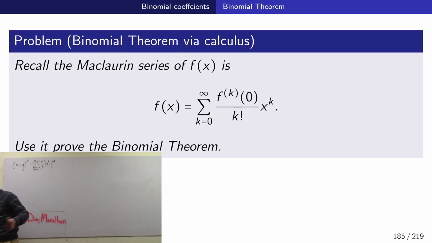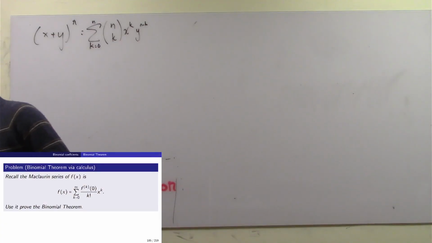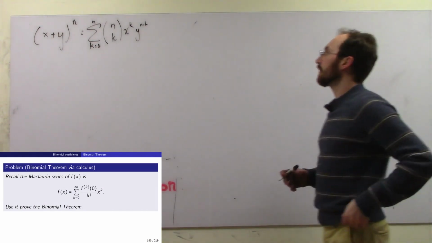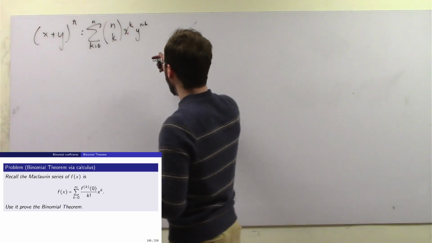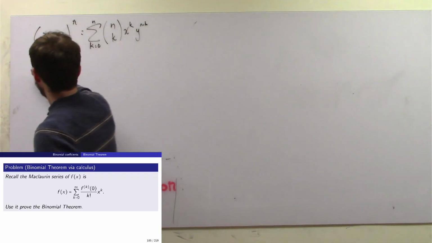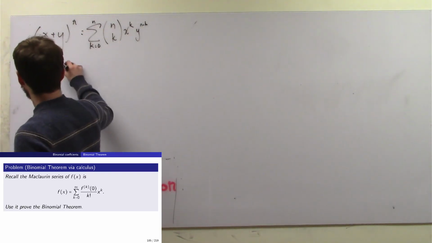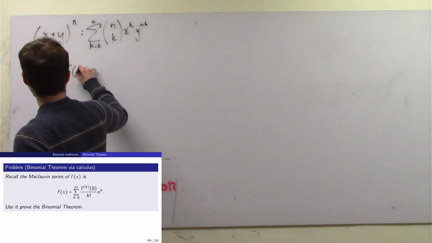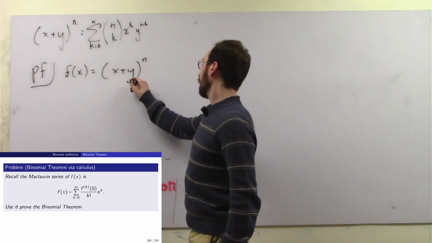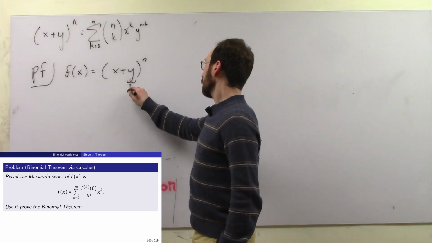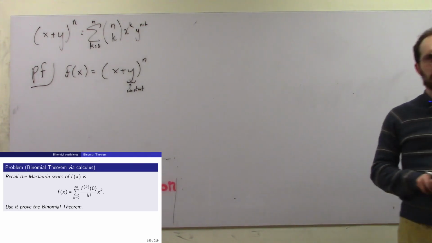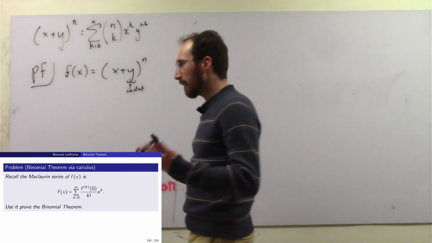So we're going to assume that this is true. We're just going to assume this holds, and we're going to somehow end up with our binomial theorem. How are we going to do it? Let's find out. So let's prove this. I'm going to let f of x be equal to x plus y to the n. We're just going to let y be a constant. In other words, we're just going to make it not be dependent on x.